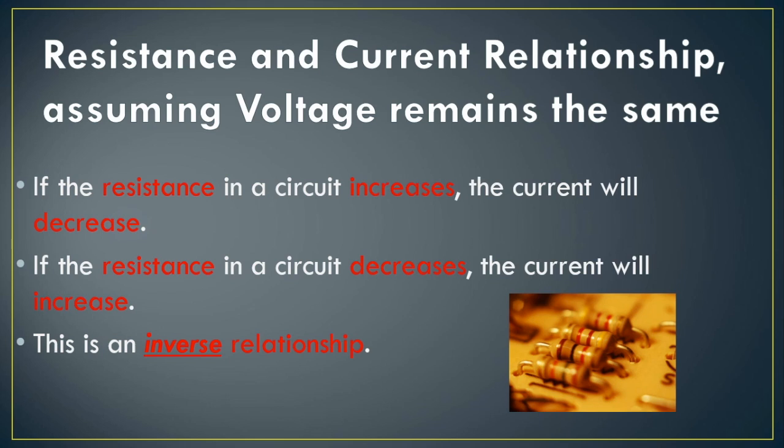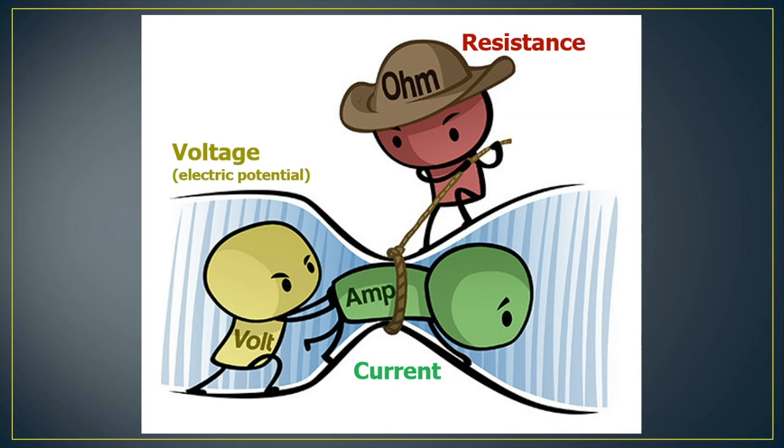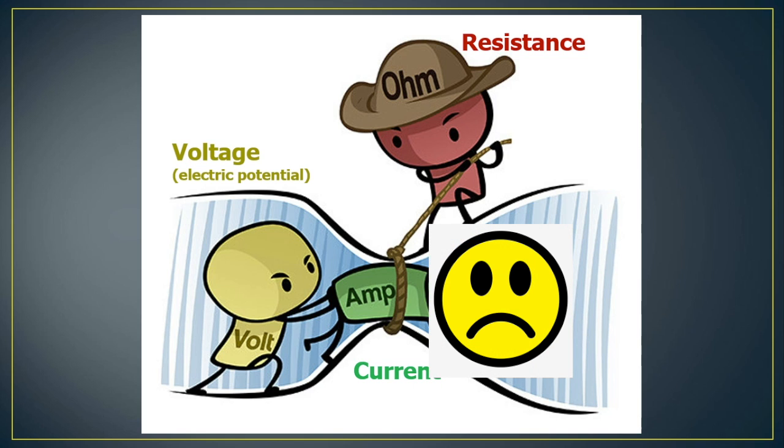This is an inverse relationship, meaning as resistance increases, our current decreases, and as resistance decreases, our current increases. Here's a quick diagram just showing that to help you guys visualize it. Right here we have voltage on the left, we have resistance up top, and current in the middle. And we can see that voltage is pushing that current through the circuit, but resistance is slowing it down. So in this case, we see that there's a lot of resistance because that current is barely moving.